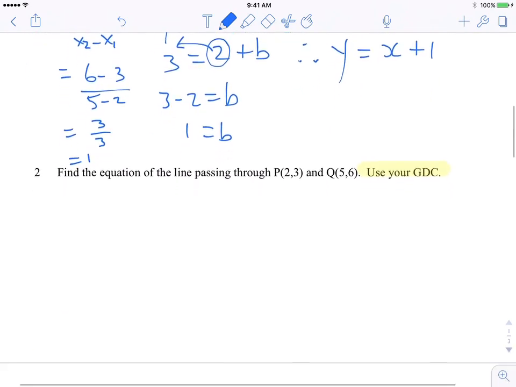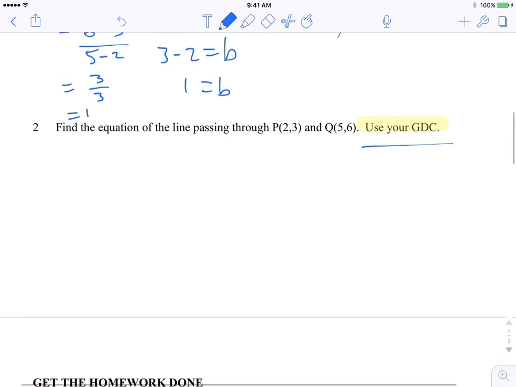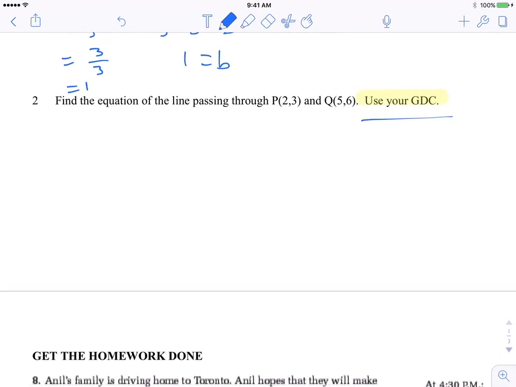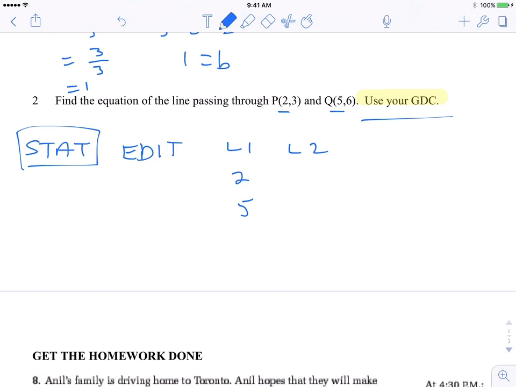If you're going to find the equation of this line using your GDC, your graphing display calculator, I'm going to let you do this on your own. I'm not going to walk you through it completely, but I'll give you a hint. You want to go to your stat menu, don't forget. So you want to go to stat menu and you want to edit it. You want to edit your stats and you want to enter 2 and 5 under list 1. And under list 2, you want to enter 3 and 6 respectively.